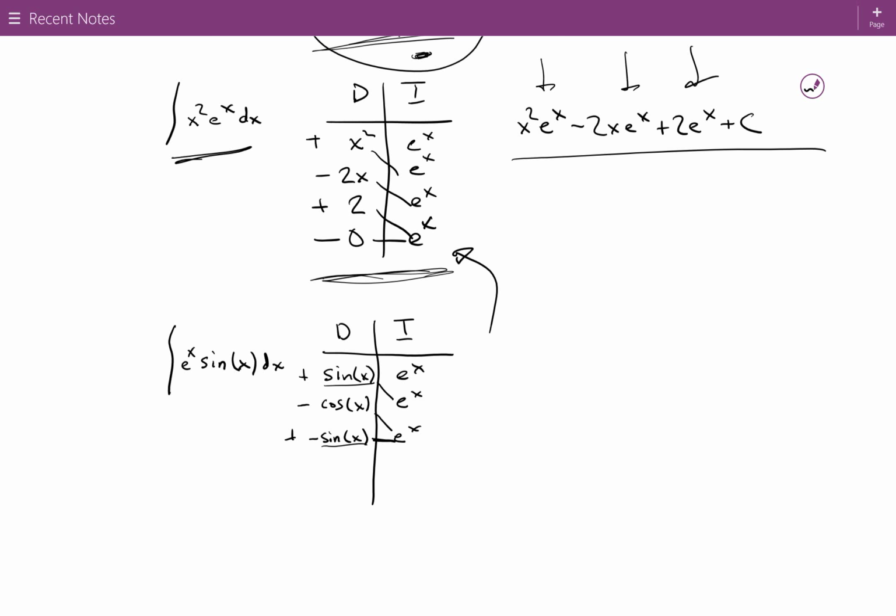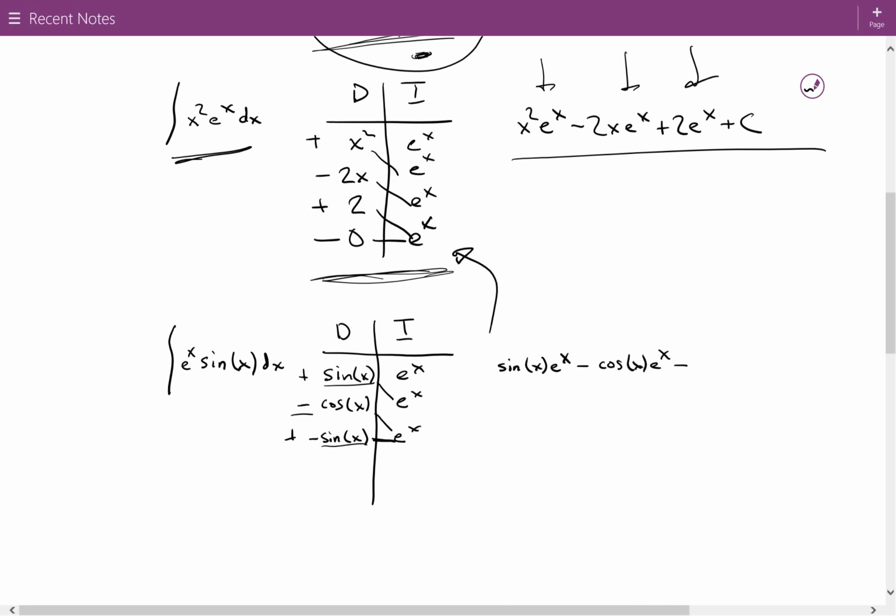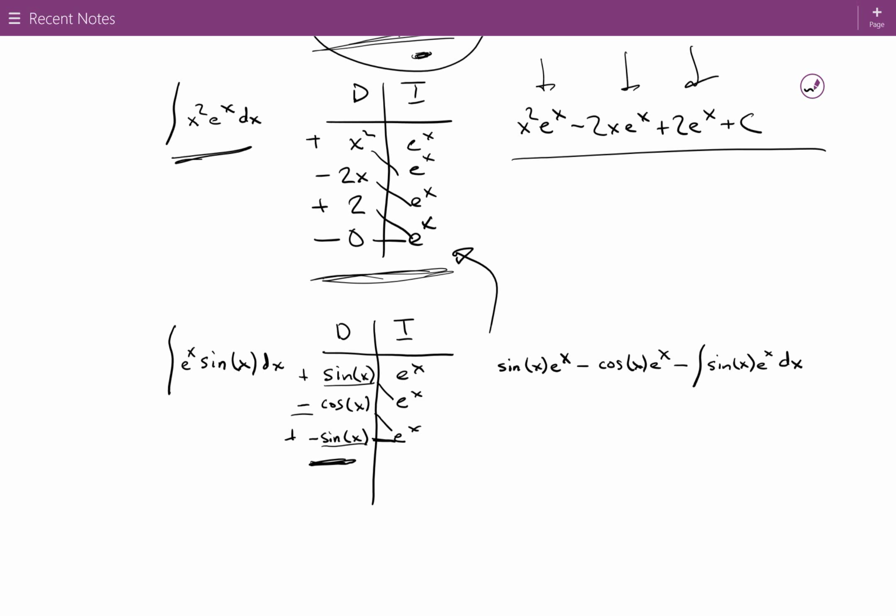So now we're going to write this out. And sine of x, e to the x, minus, because we have our minus out here, cosine of x, e to the x, minus, because there's a minus outside of the sine. And now we're going to do the integral of sine of x, e to the x, dx.